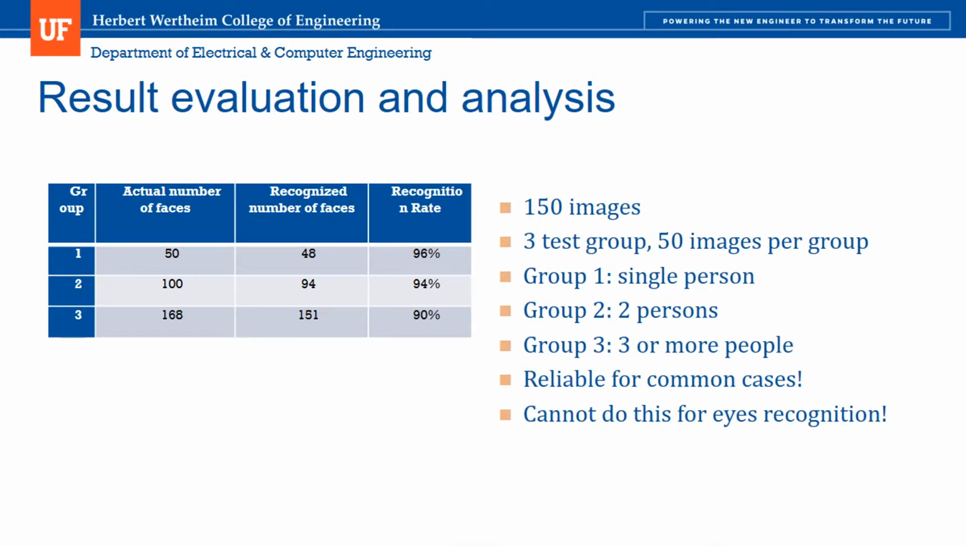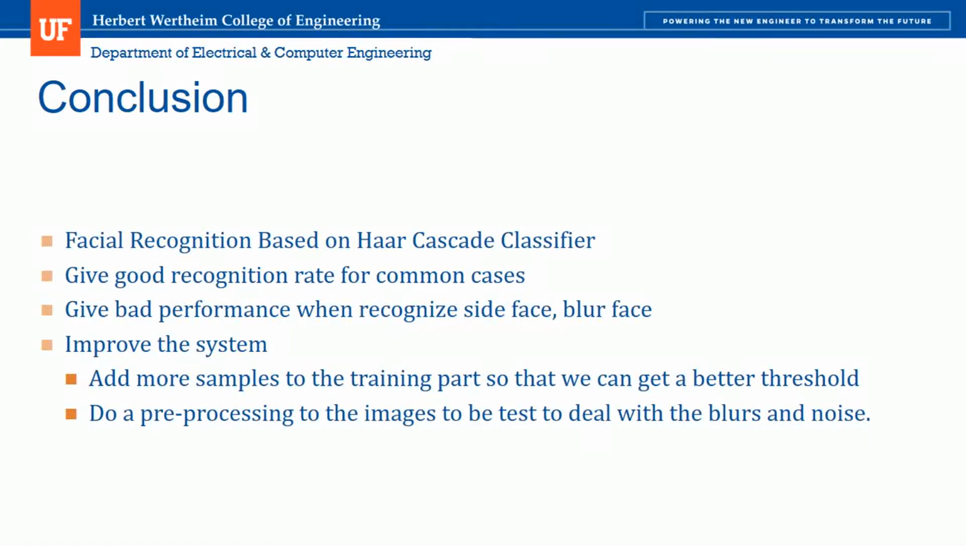For the eyes recognition part, this kind of analysis is invalid because eyes on the face can either be missed or other facial features like the nose or mouth have the chance to be misclassified as eyes. In sum, the recognition rate for faces in an image is reliable, especially when the number of people in the images is small. Here are the conclusions.